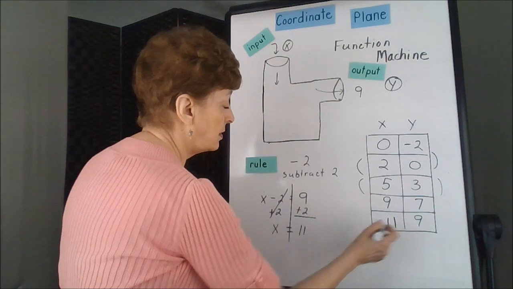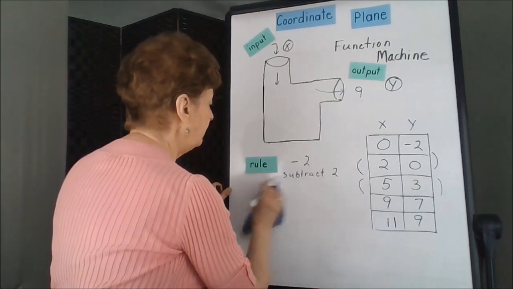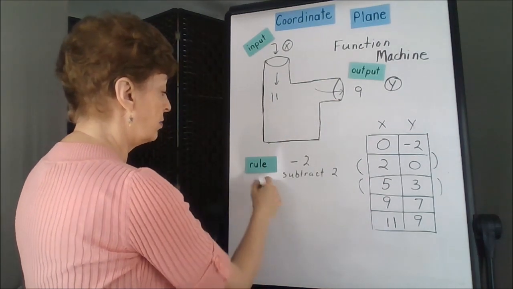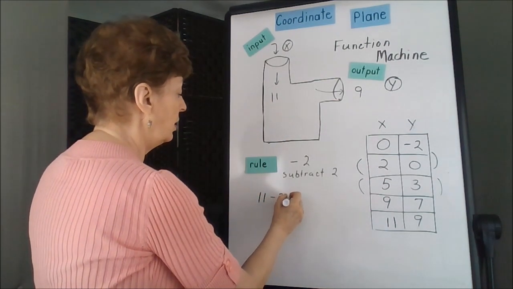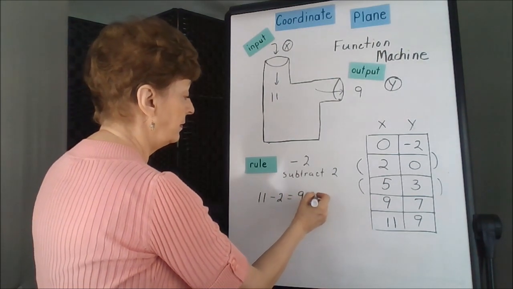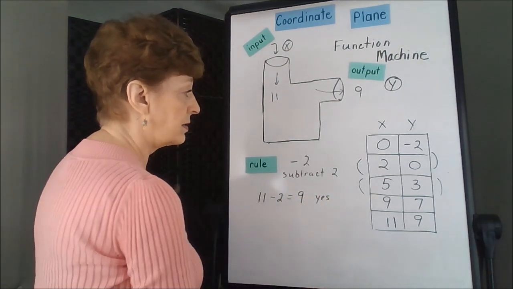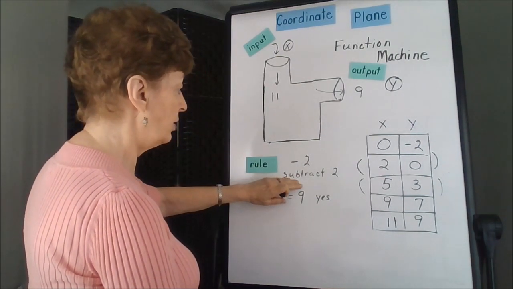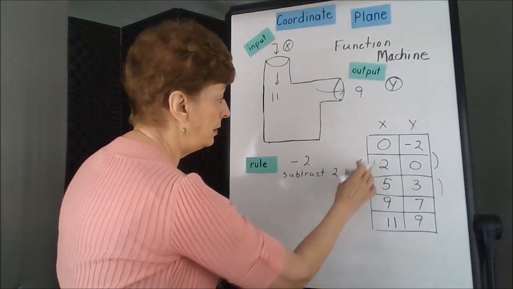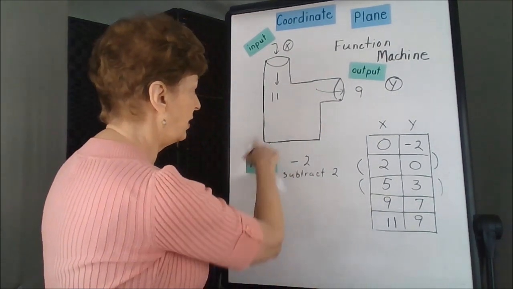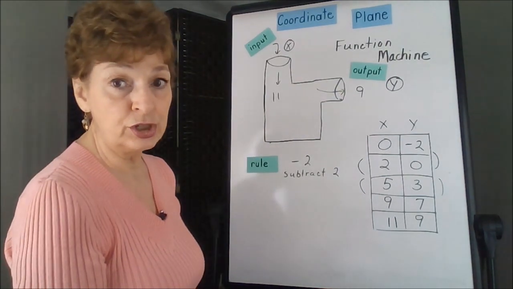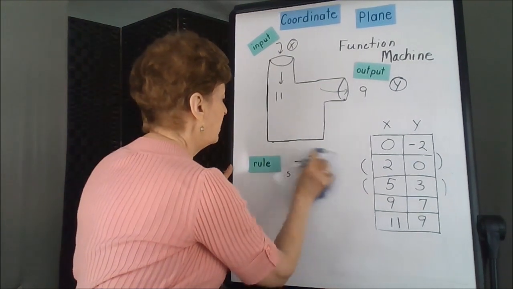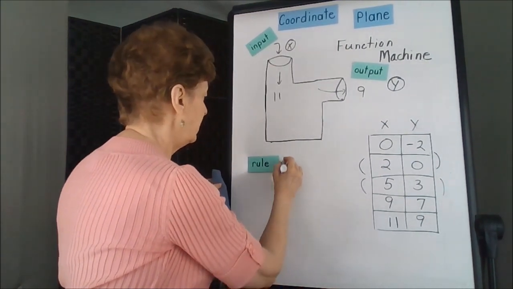So let's see if this works. If we take 11 as our input number and apply the rule, 11 minus 2, we would get 9. Yes, it works. So our rule for this function, subtract 2, we can put any number in. If we subtract 2, we have followed the rules of this function, and it should be on the same line when it's graphed. So let's try the graph of this.